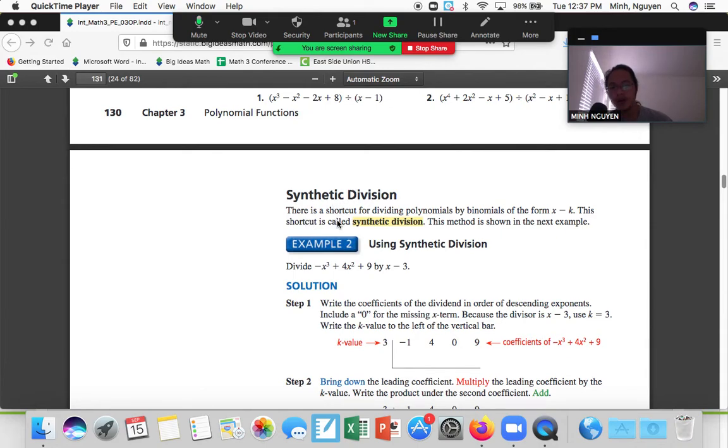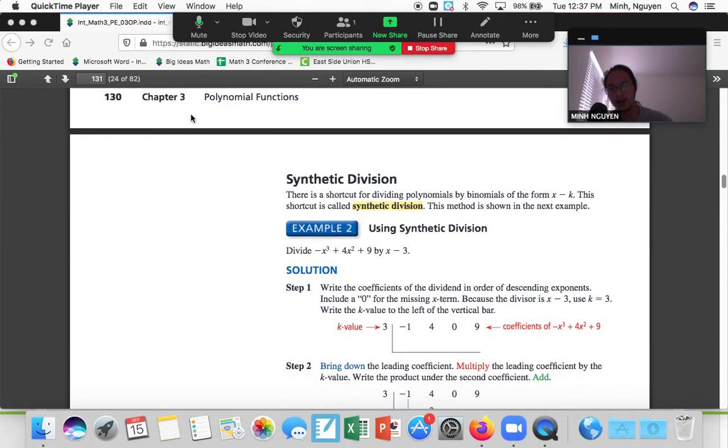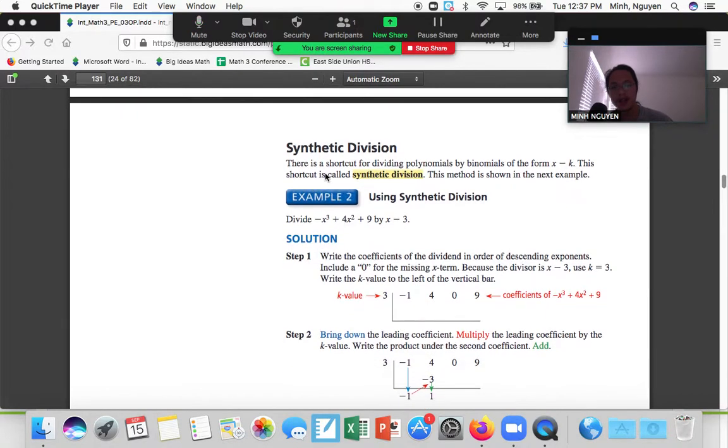This video is for synthetic division, which is the second part of section 3.3. So there's a shortcut for dividing polynomials, right? If you're starting off with long division, then by definition it's long, and there's a shortcut for that called synthetic division. But it only works when you're dividing polynomials by binomials of the form x minus k. So in this example, we'll divide negative x cubed plus 4x squared plus 9 divided by x minus 3.